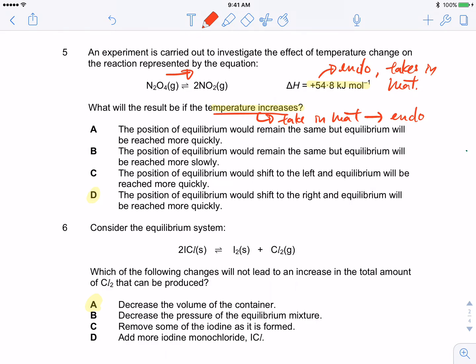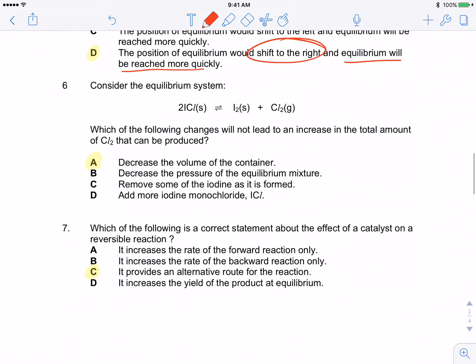So if you read the options, the position of equilibrium will shift to the right. So D is correct. And why will equilibrium be reached more quickly? That's because when temperature increases, the rate of effective collision also increases for both directions. So not only is the forward reaction faster, the backward reaction is also faster, and hence it establishes equilibrium much more quickly.